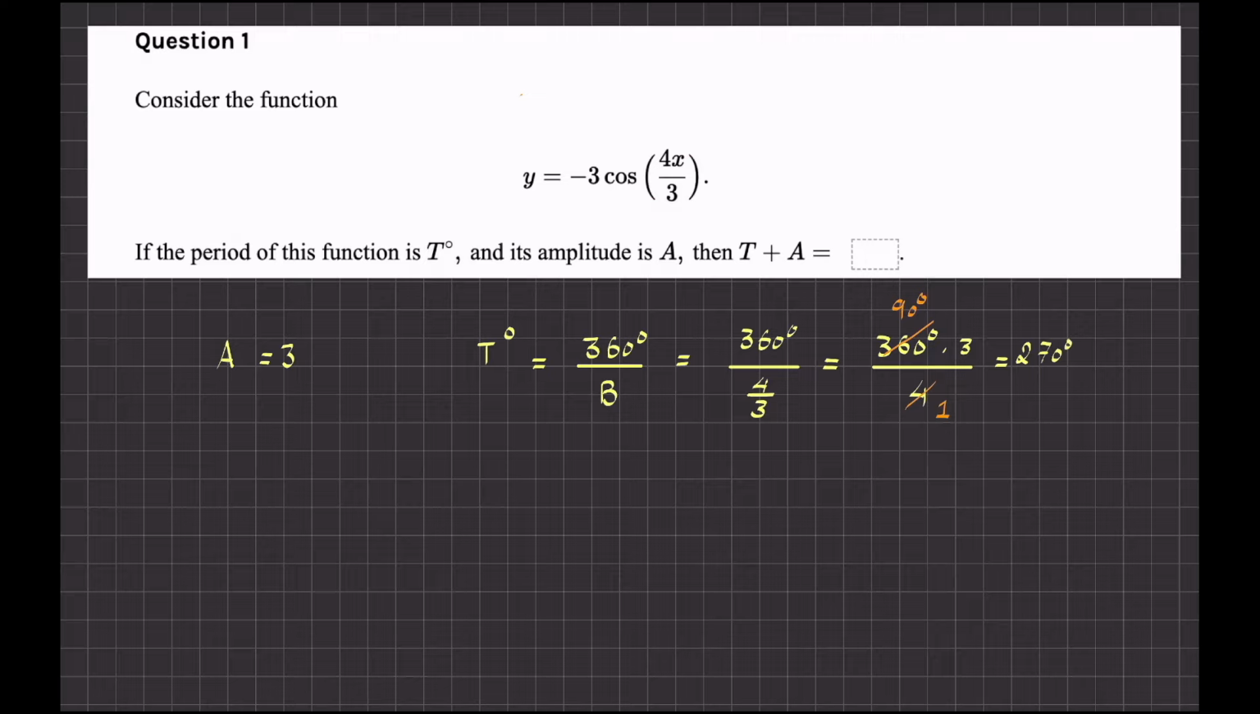But look, in the problem t is demanded, so t is the pure number without the degree sign. So if t degrees is equal to 270 degrees, t simply becomes 270. And the question mark, which is t plus a, is simply 270 plus 3, which is 273, and this is the answer to this problem. So that is what you have to type here: 273.